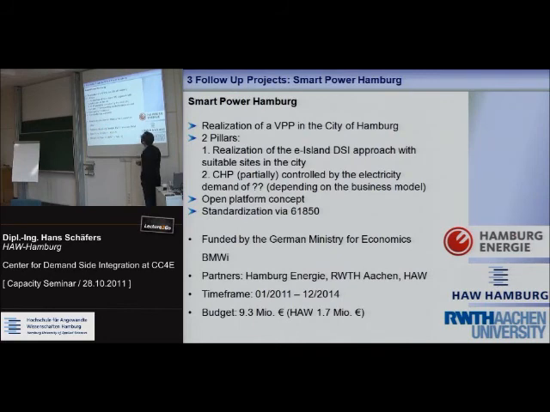And we need business models to actually integrate this concept. Apart from that, we are trying to put it up as an open platform concept via standardization so that any CHP owner could say, okay, I'd like to connect my CHP onto your platform. And then we can say, okay, it's standardized via the ISO 61850, and this is the module connected to your CHP, and then you can take part on that platform.